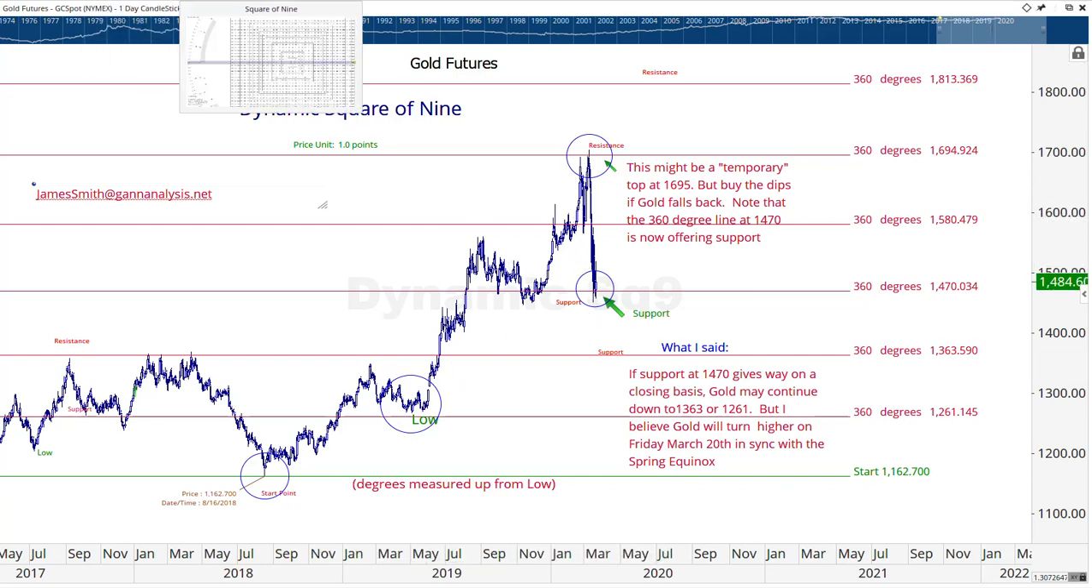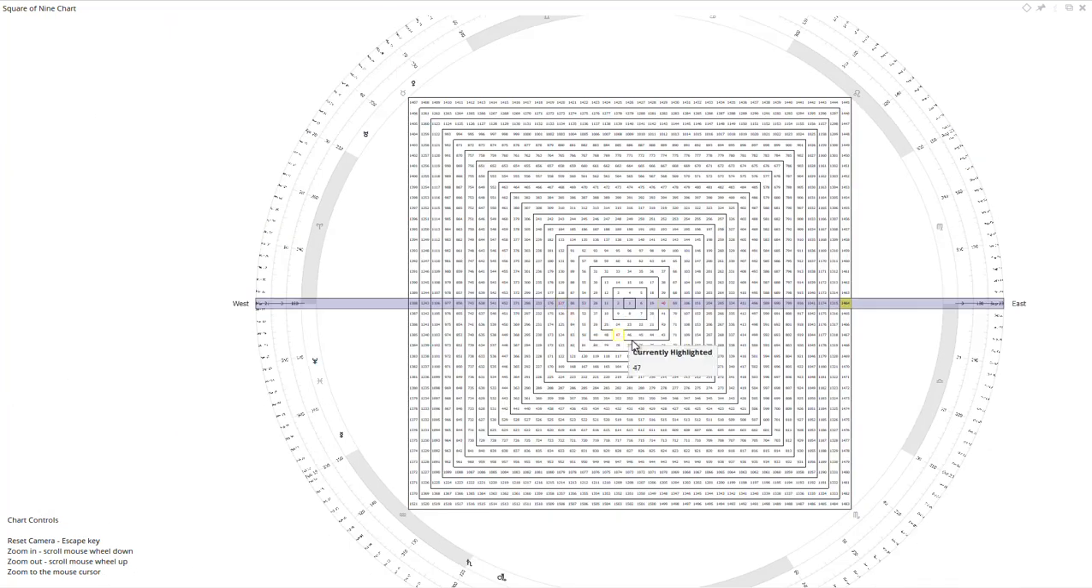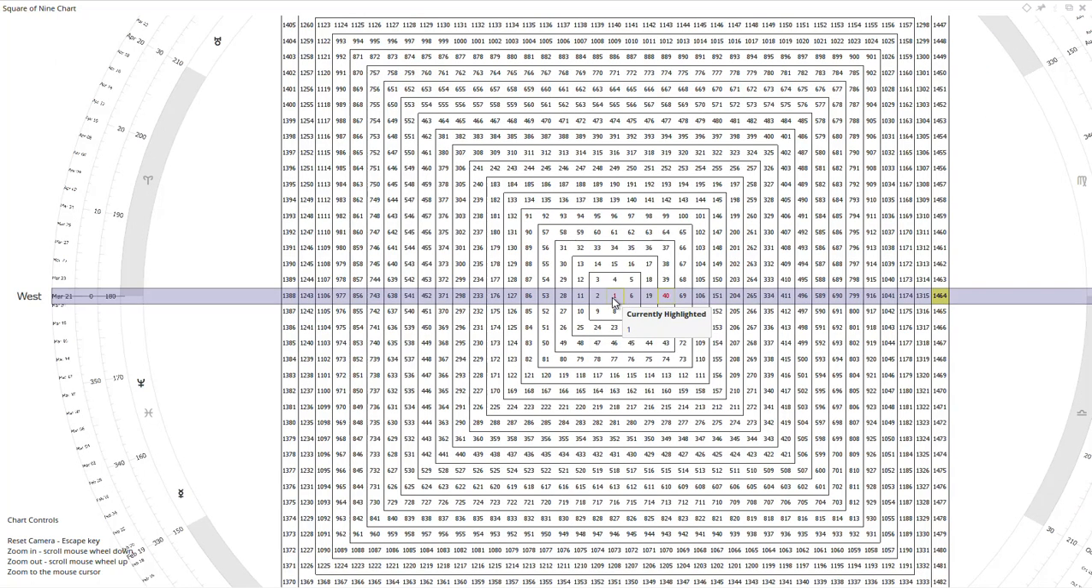Well, what the heck is the square of 9? This is the square of 9. You can see how at the center you have a 1 and you start going out and out and out. You can Google the term square of 9. You'll find plenty of stuff on the internet. For today, I just want to point out one thing. Look at this number, 1464. Look at this date, March 20th, 21st. That's the spring equinox. They are equated with each other. They're in balance, time and price.